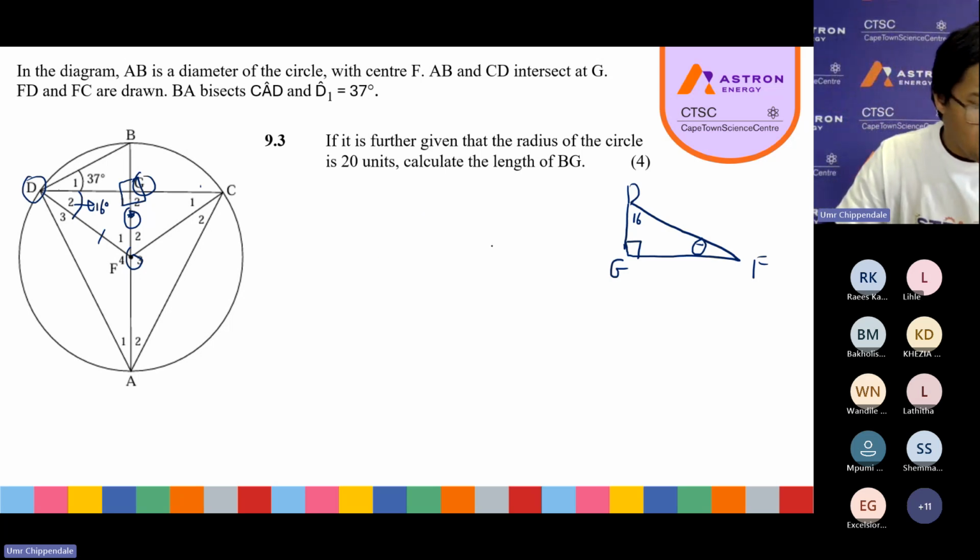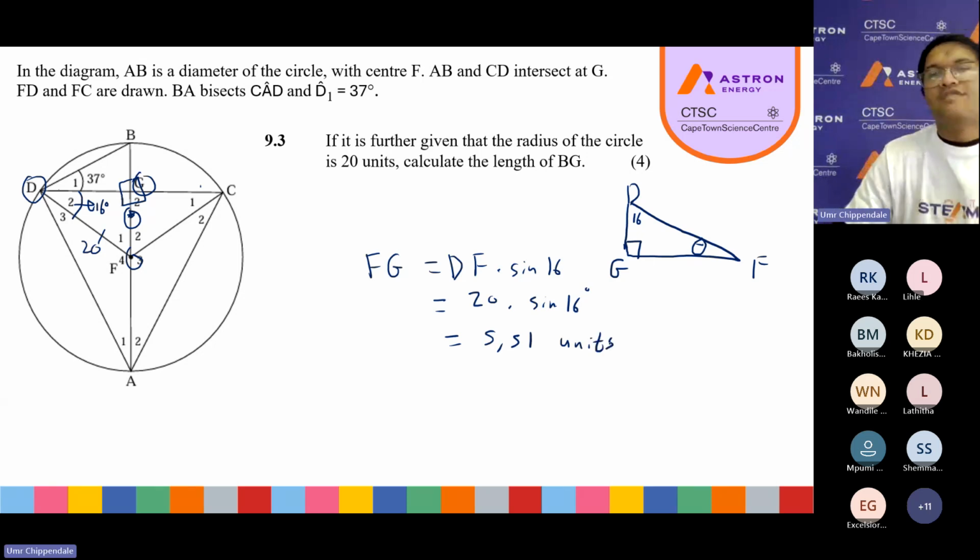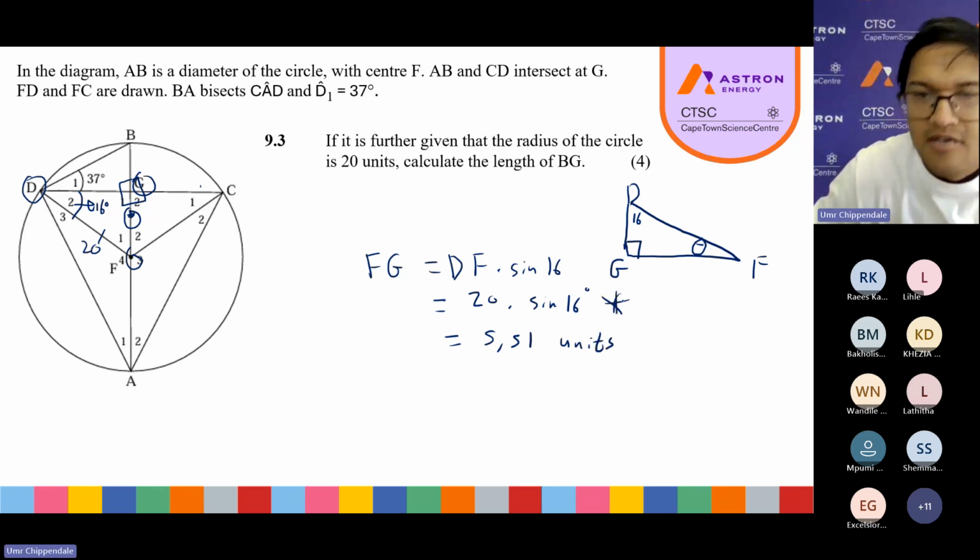So in this particular case, we can now say our FG is equal to our DF times our sine of 16 degrees, right? So I have that over here. Now applying the values that we know, FD is 20 units. So we say 20 multiplied by sine of 16, and therefore that's going to be 5.51 units.